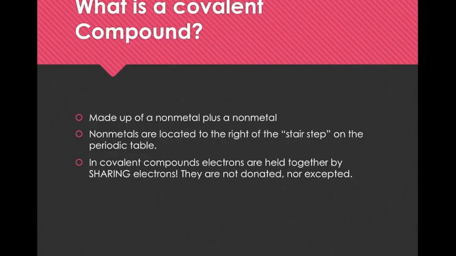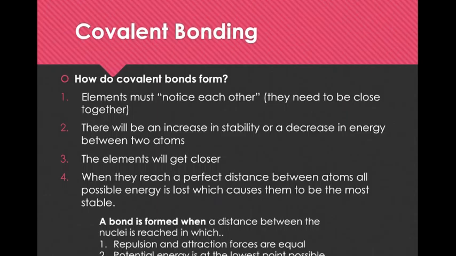In order for covalent bonds to form, the two elements must first notice each other, meaning they need to be pretty close together. Once the two nonmetals notice each other, there will be an increase in their stability or a decrease in the energy between the atoms. This will cause the elements to get even closer to each other, and once they reach a certain distance, the bond is made and all possible energy is lost, which causes the molecule to be stable. When the bond is formed, the repulsion and attraction forces of the two atoms are equal, and their potential energy is at the lowest possible point.